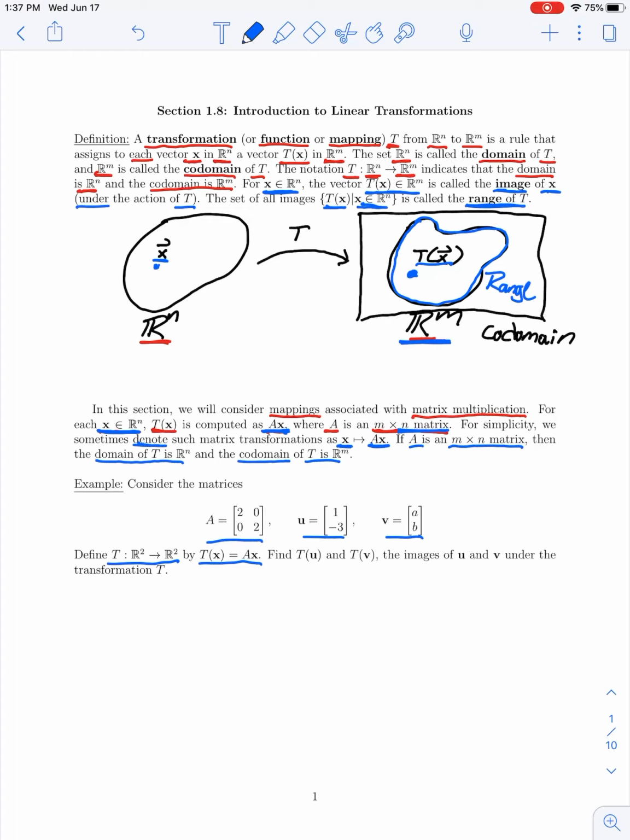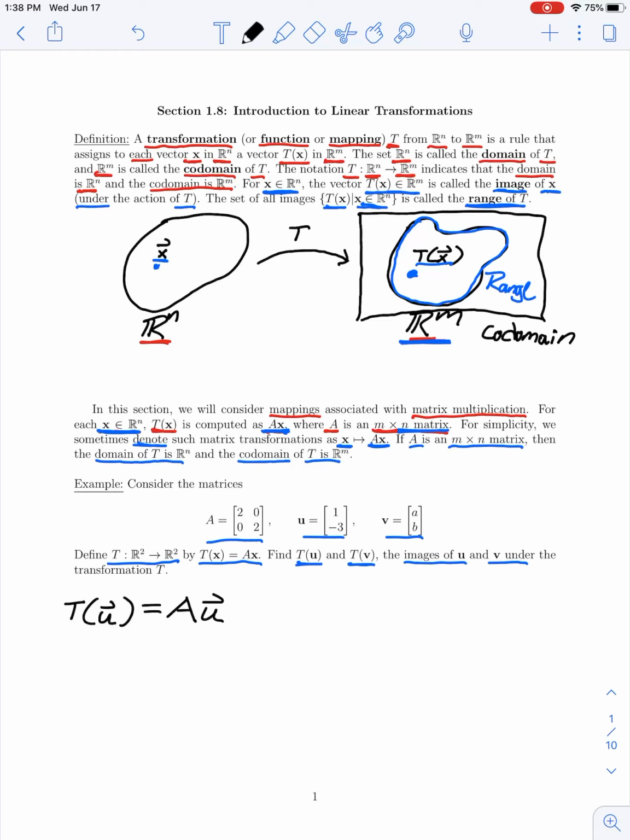So we are asked here to find T of u and T of v. Those are the images of u and v under this transformation T. Let's start by looking at T of u. Remember, this transformation is defined by matrix multiplication. We're supposed to take the matrix A and multiply by the vector u in this case, since we're evaluating T of u.